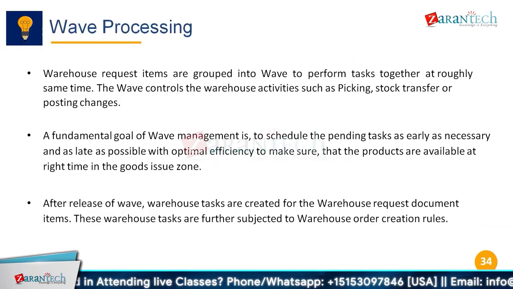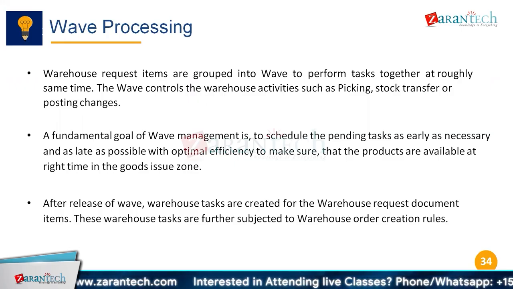So in waves, basically what we do, we group together the outbound delivery orders. We have seen, in outbound process, when an outbound delivery order gets created, we pick those orders, we goods issue them. So in case of outbound, there are two mandatory steps: picking and goods issue. Now, wave management particularly talks about the picking aspect. And in picking, there are two steps. First, a pick task gets created, and then the picking task has to be confirmed.